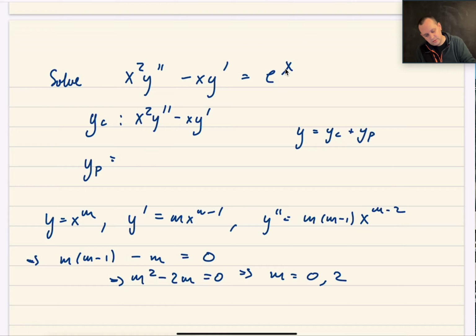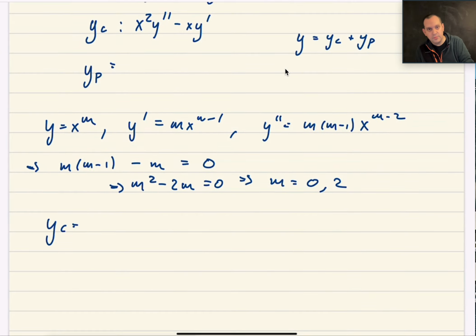And so your complementary solution is going to end up being c1 x to the 0 plus c2 x squared, and that's fine. Okay, so that part's no big deal. So you can think of 1 and x squared as your two linearly independent solutions. You have a 1 and an x squared.